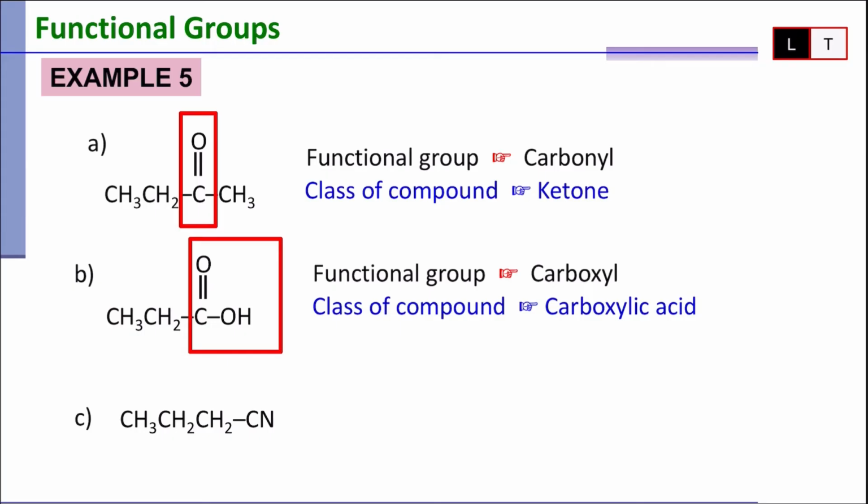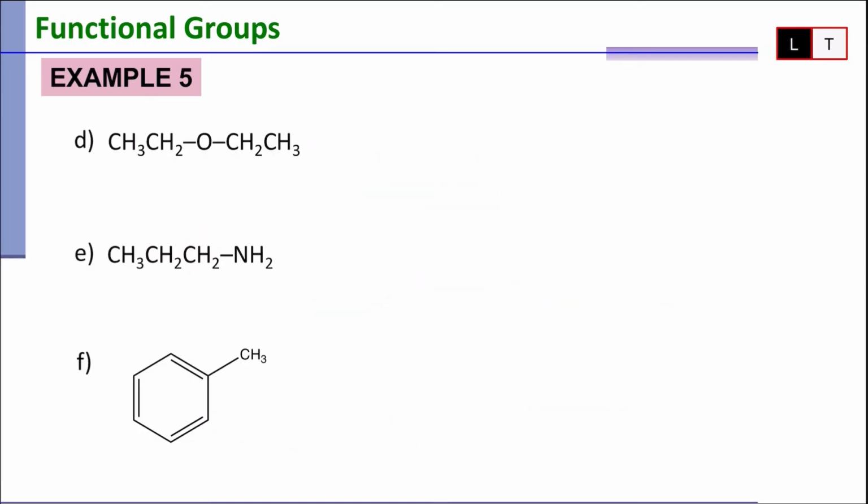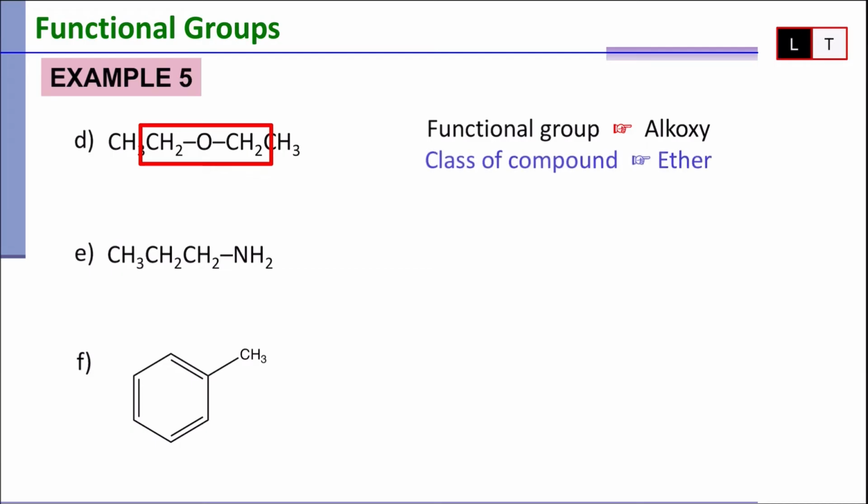And then for C, you have functional group CN. So CN dekat sini sebenarnya antara carbon dan nitrogen you have the triple bond. So this is the functional group for cyano. And then the class of compound is nitrile. Next, kita ada D. So the biggest functional group that I can circle is COC. So just circle like that. And the functional group, the name of it is alkoxy. And the class of compound is ether.